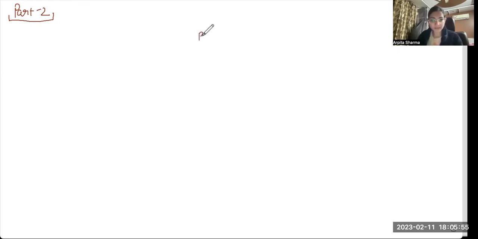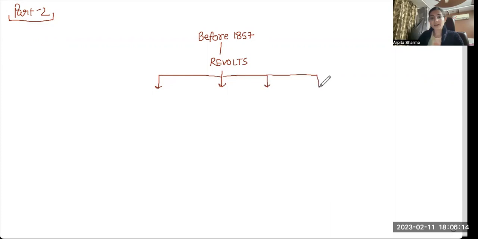When we talk about the resistance movement before 1857, whatever revolts happened before 1857, those revolts can be divided into different parts or categories. So what are those parts and categories? First is the civil rebellion.